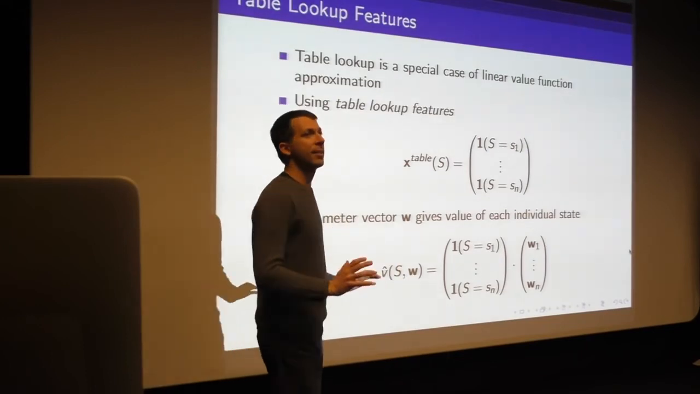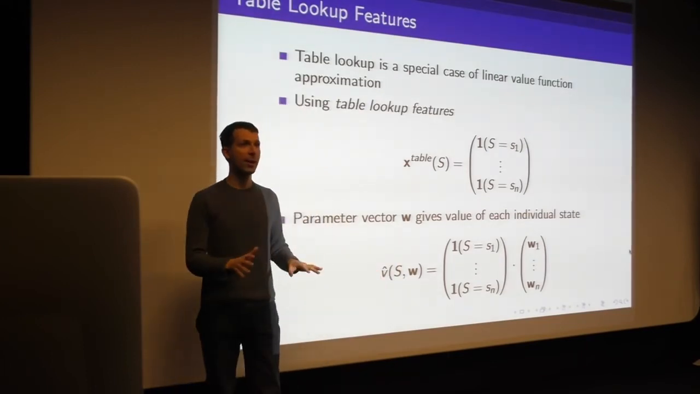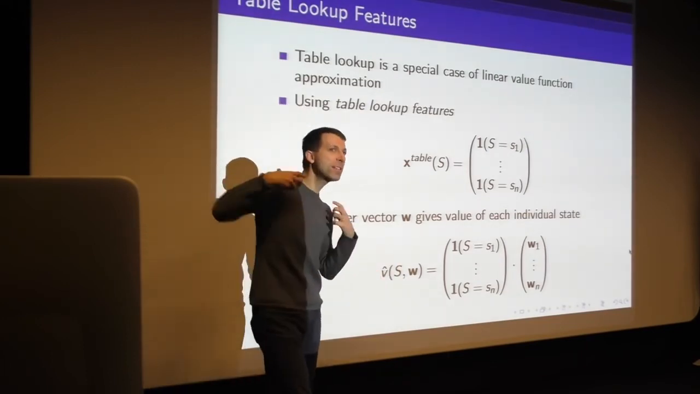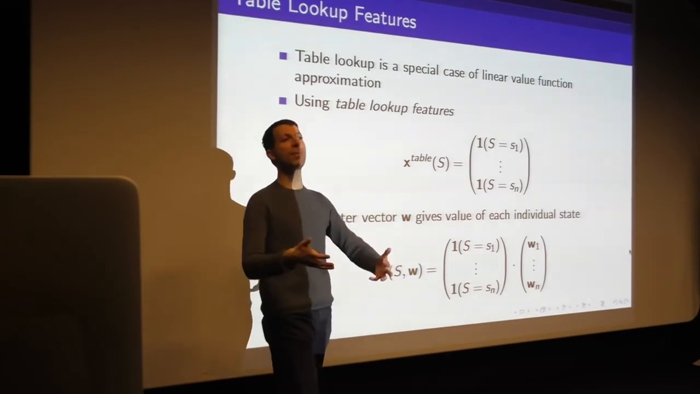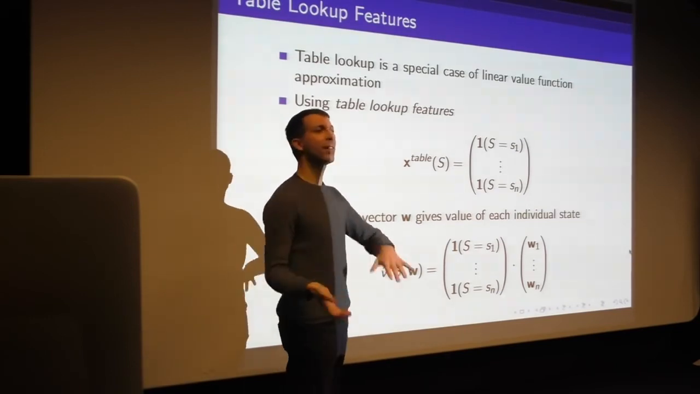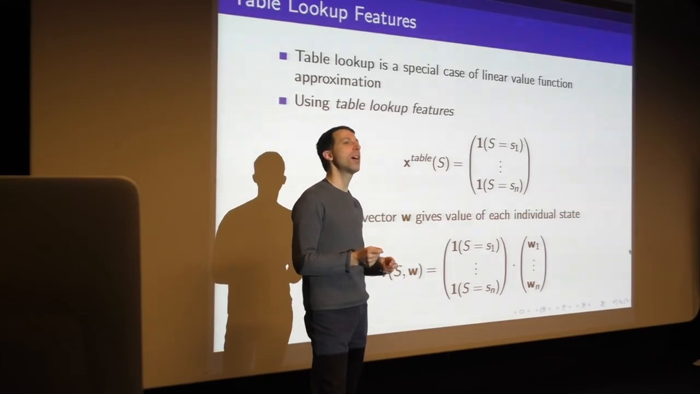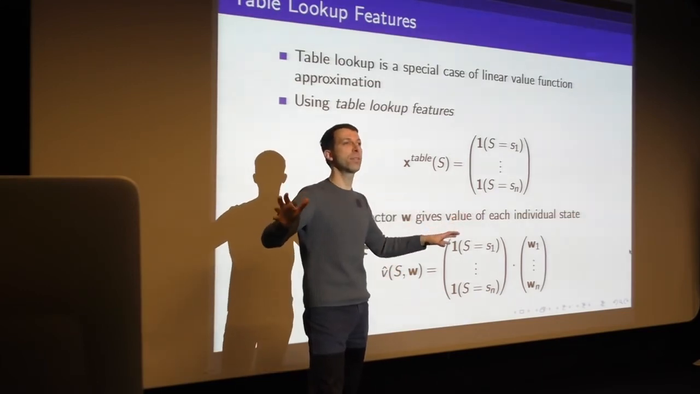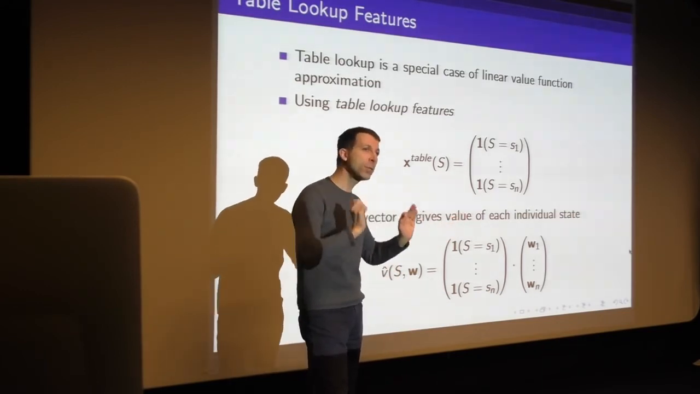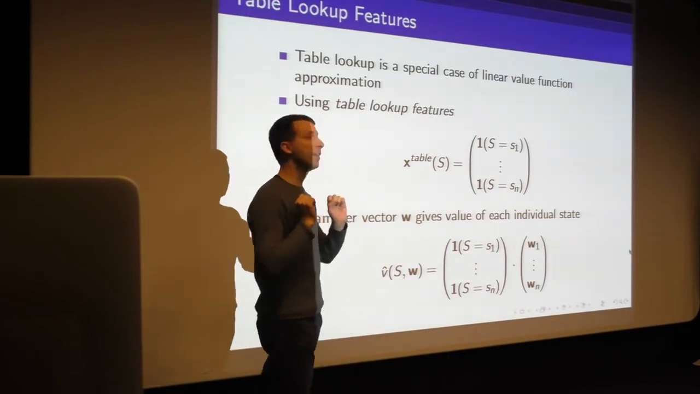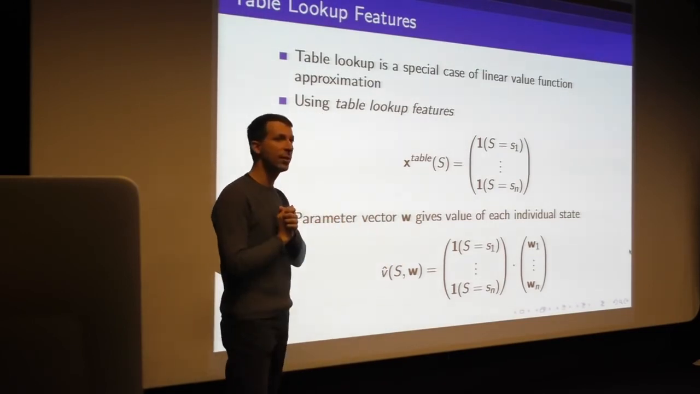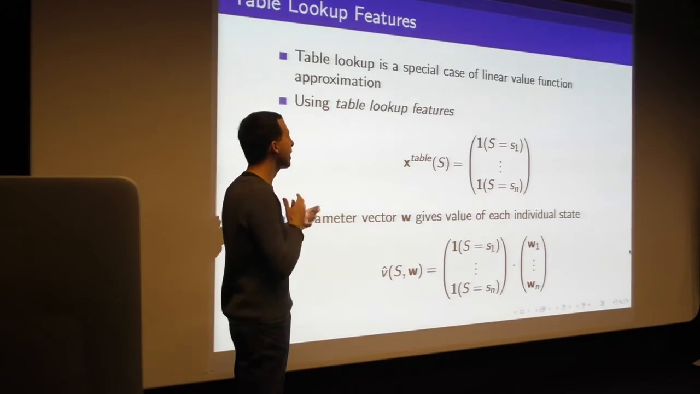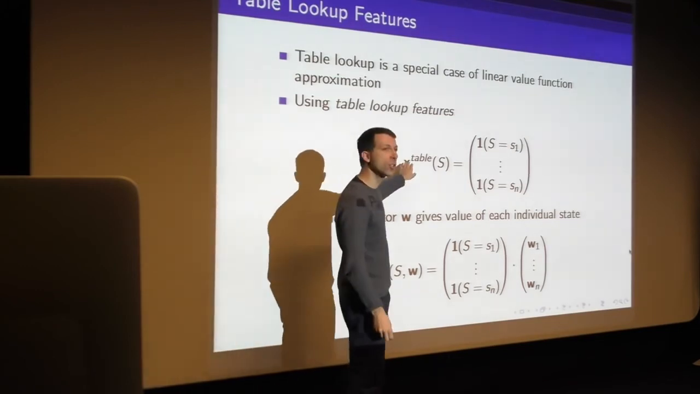I want to connect what we've just talked about with the previous classes. I really don't want you to have the feeling that, oh, now we're talking about value function approximation, and in the last class we were talking about table lookup, and these are two totally different classes of algorithm. They're the same. Table lookup is a special case of linear function approximation, and we can see that by defining some special features.